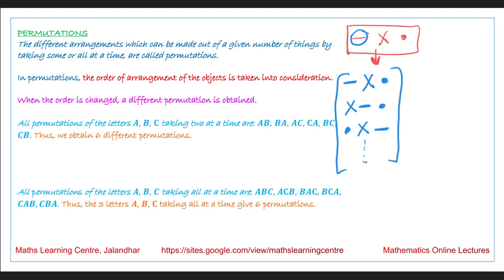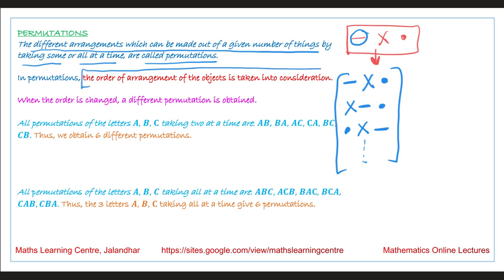This kind of arrangements we are saying, that is the different arrangements which can be made out of a given number of things by taking some or all at a time are called permutations. So the important thing to note over here is that order of the arrangement of the object is taken into consideration. We are saying that if we are choosing this first, then this cross at second place and dot at third place, this is different than choosing cross at first place, this dash at second place and dot at third place.